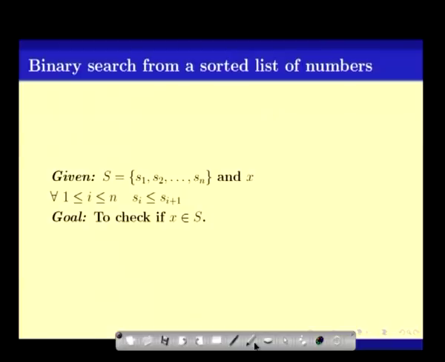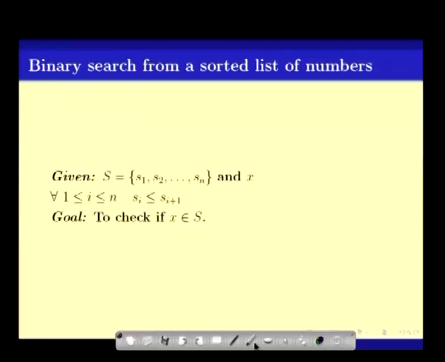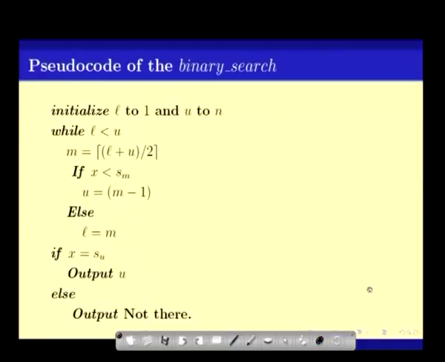So, in the case of binary search, given a set of n elements, and we want to check if x is in these n elements when the set of n elements is sorted, the pseudocode for that is the following.